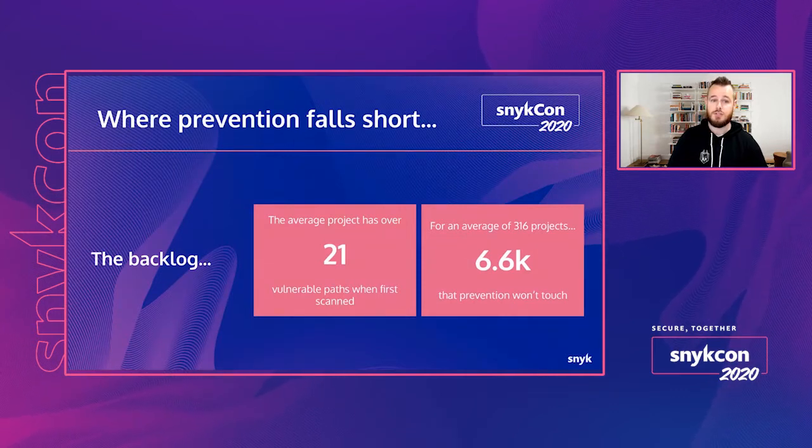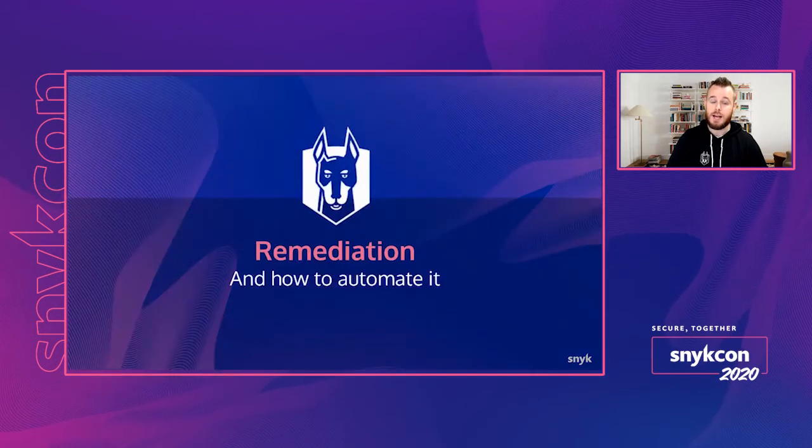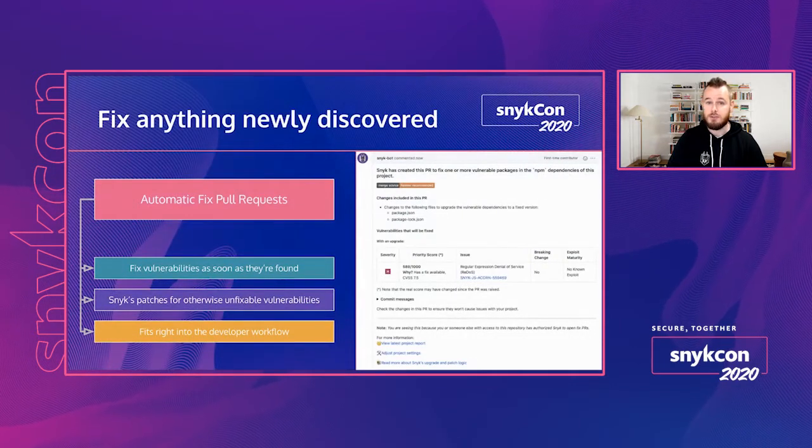Snyk finds, on average, 21 vulnerabilities in every newly monitored project. That means that on day one of using Snyk, if you had the average of 900 projects, that's about 18,000 vulnerabilities in a backlog that prevention is already too late to help. Something more active needs to be done. Snyk tackles automated remediation in three main ways. Each complements the other, but could also be used on its own, depending on your needs. And each brings you closer on the journey towards zero vulnerabilities.